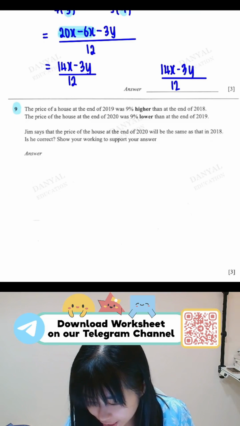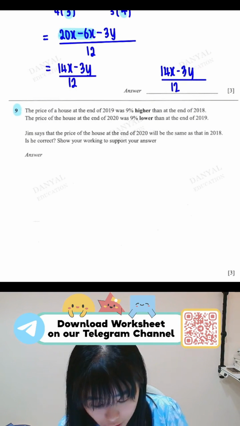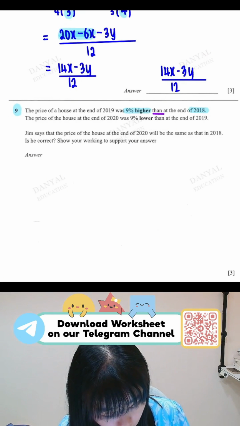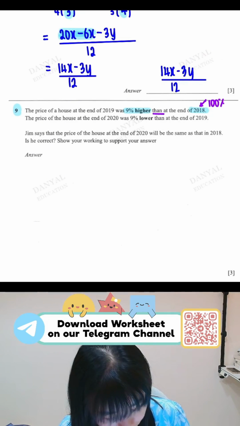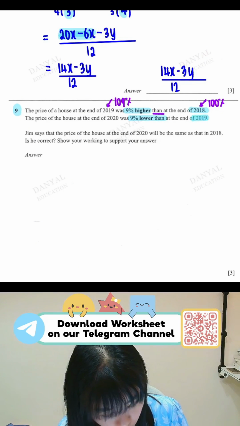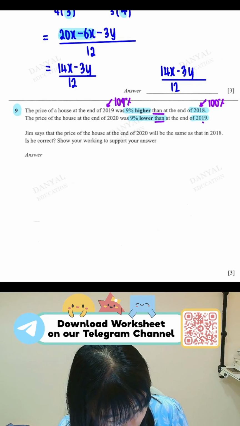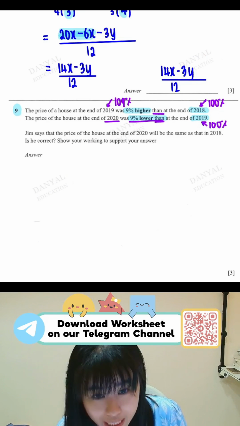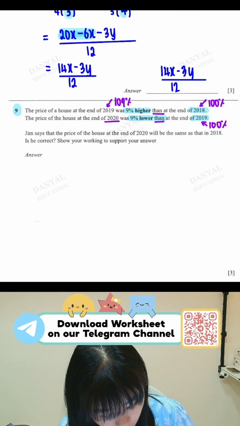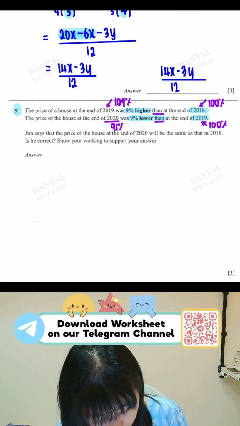The price of a house at the end of the year 2019 was 9% higher than 2018. Okay, because of the keyword THAN, I will know that 2018 is my 100%. Then my 2019, 9% higher, is 109%. The price of a house at the end of 2020 is 9% lower than 2019. So because of the than, I know my base of comparison is 100%. So my 2020 is 9% lower: 100 minus 9 is 91%.